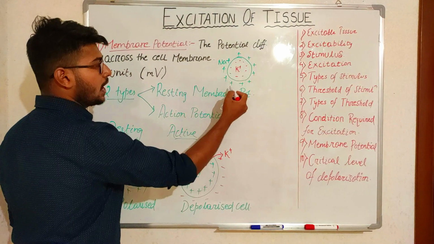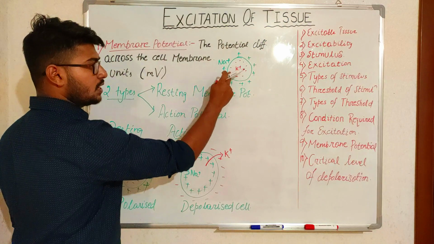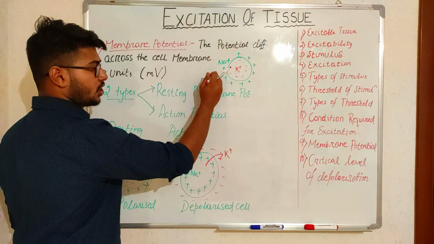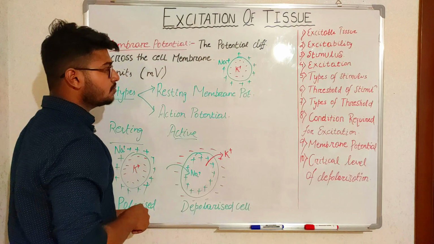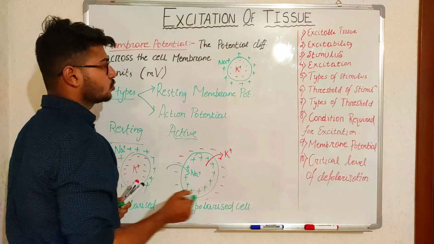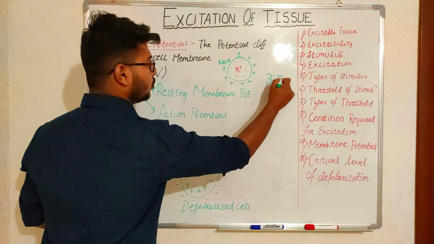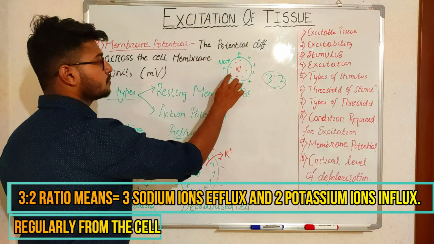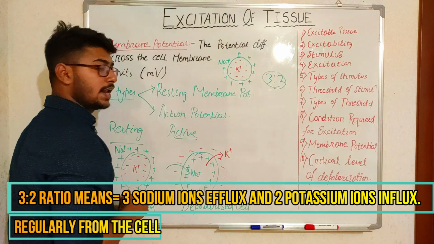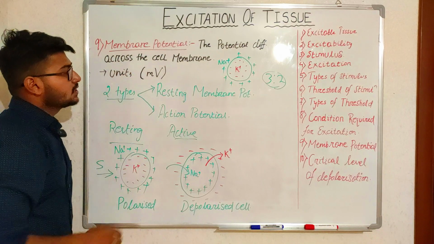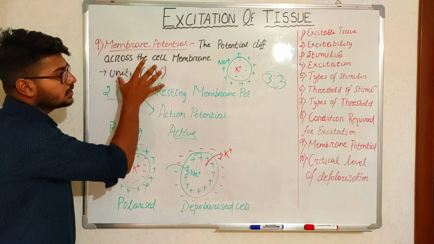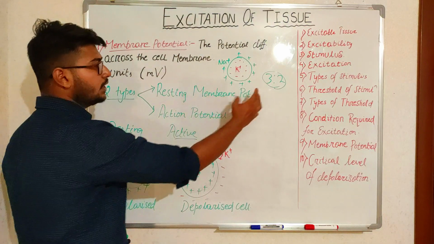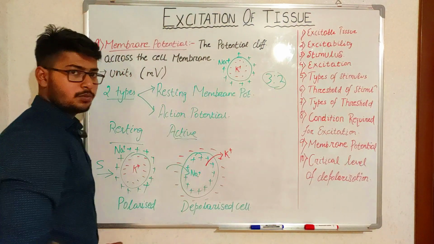For example, if this is a cell and the border is the cell membrane, then the inside contains certain kinds of ions or charge, and the outside contains certain charges. Inside, the potassium ion is maximum, whereas outside the sodium is maximum. The sodium to potassium ratio is 3 to 2. So the outside of the membrane is positive in charge and the inside is negative in charge. The unit of membrane potential is the millivolt. In a normal cell, 3 means sodium ion concentration and 2 means potassium ion concentration.